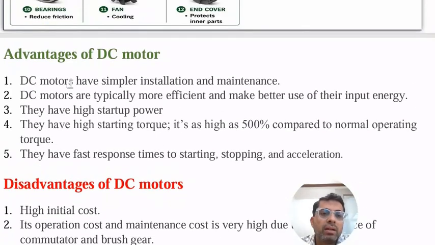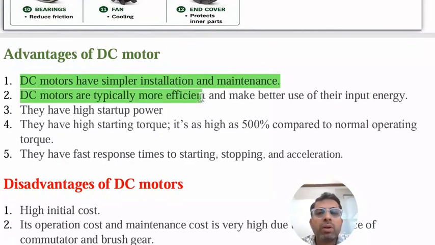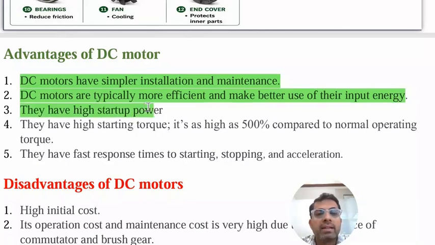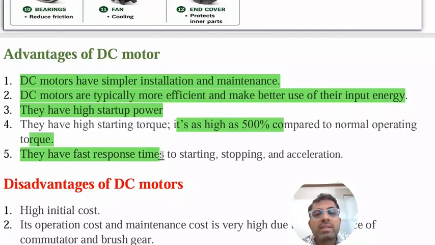Advantages of the DC motor. The first advantage is that DC motors have simpler installation and maintenance. DC motors are typically more efficient and make better use of their input energy. They have a high startup power and a high starting torque, as high as 5% compared to the normal operating torque. They have a fast response time to starting, stopping, and acceleration.